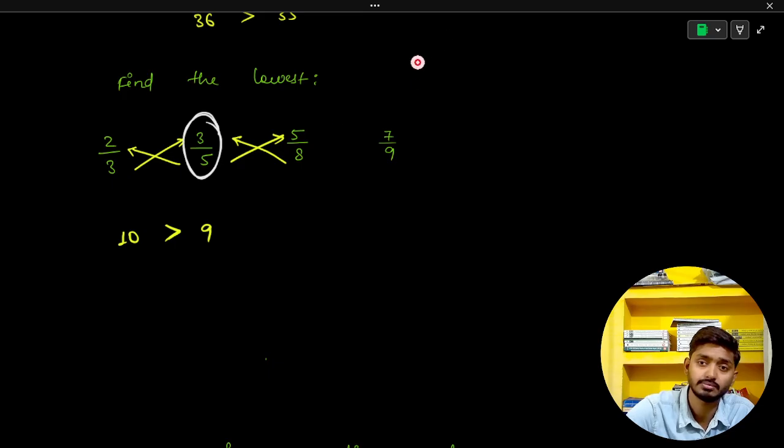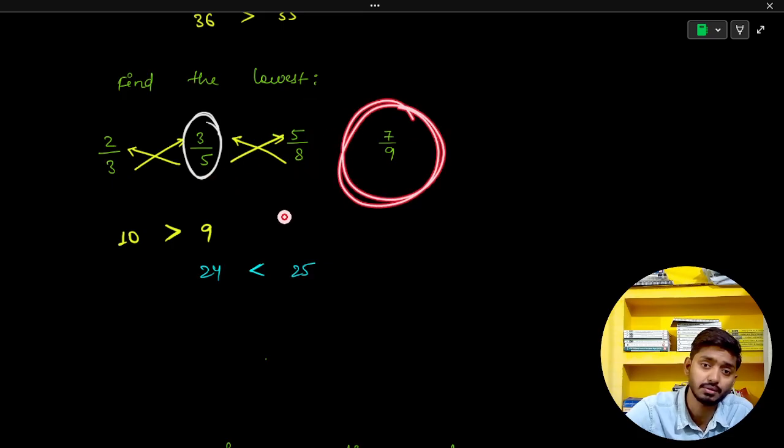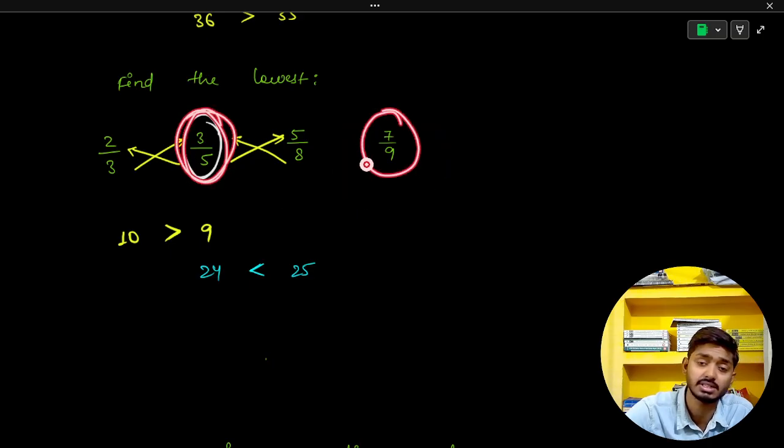We get 3 times 8, that is 24. Let me write 24. And 5 times 5 turns out to be 25. Now again you'll observe 24 only is smaller, so still 3 by 5 is lowest compared to this. Our actual winner over here is 3 by 5, but still 7 by 9 is left over here. We'll have to compare 3 by 5, which is our winner, to the next contender, which is 7 by 9.